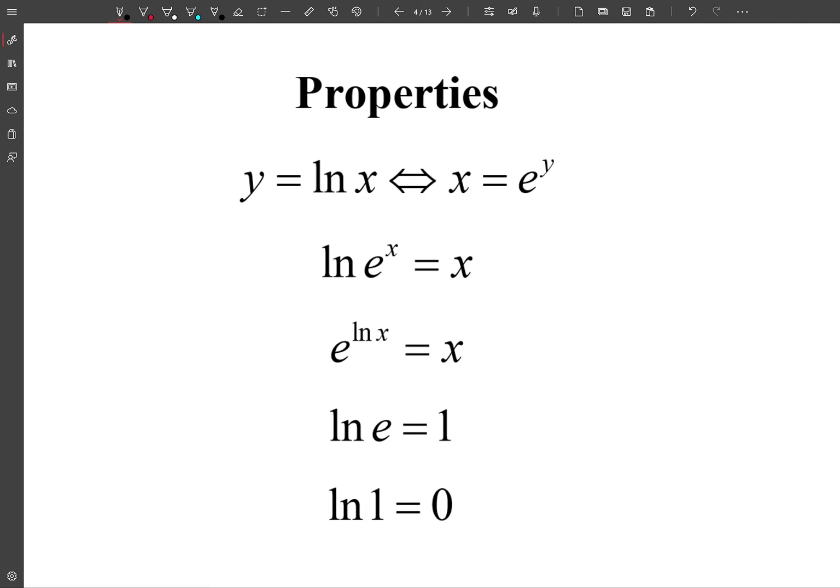So y equals ln of x is the same as x equals e to the power of y. Makes sense, because e is the base. Ln of e to the x is equal to x. Again, because it's log base e of e to the x, and by log rules, that's just x. E to the power of natural logarithm x is just x, same as the regular log rule. Ln of e is 1, and ln of 1 is 0.